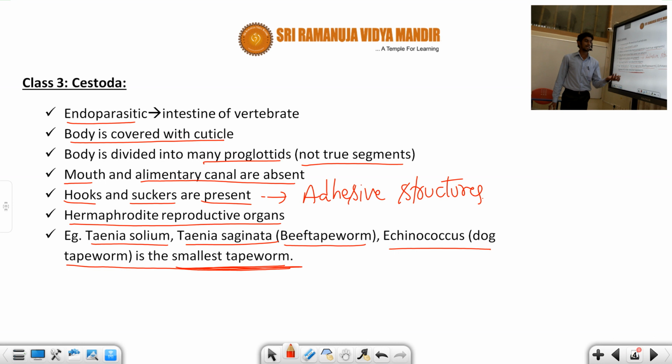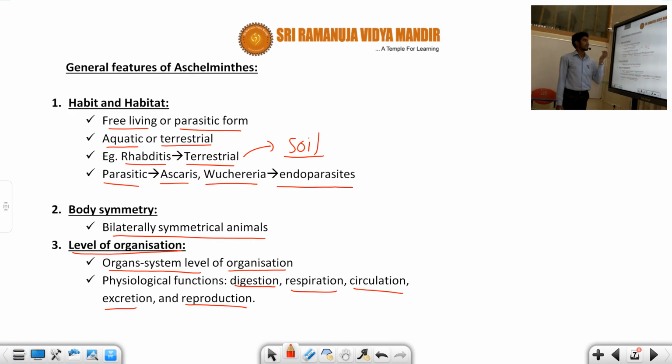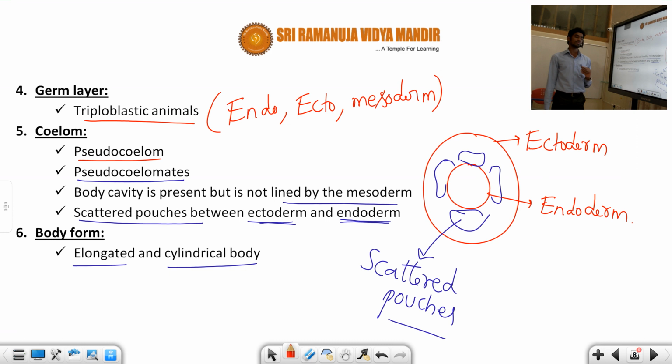Next we discuss habit and habitat: parasitic and aquatic forms. Body symmetry is bilateral, and the level of organization is organ system level. This is all easy to remember, students. They are triploblastic, and the coelom is actually a pseudocoelom. Organisms having a pseudocoelom are called pseudocoelomates, and the body cavity is not lined by mesoderm. Instead, scattered pouches are present between ectoderm and endoderm. The body form is elongated and cylindrical.